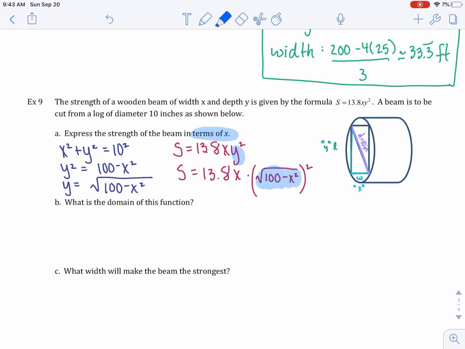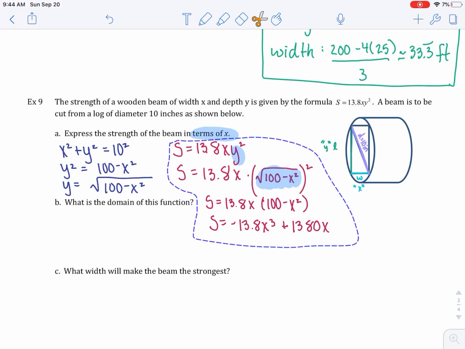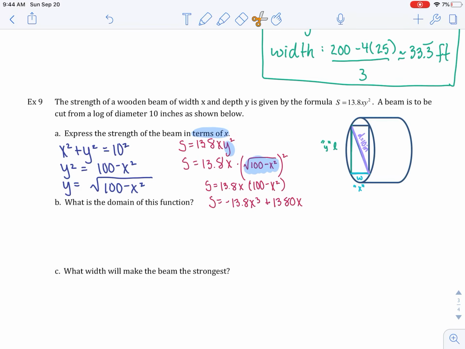I'm going to clean this up a little bit. So S equals 13.8x. The square root and the square cancel each other out, guys. So 100 minus x squared, which I can even clean up more. Negative 13.8x cubed. I'm just distributing here. 1380x. Okay, so we took the strength equation, we manipulated it so it's just in terms of x.